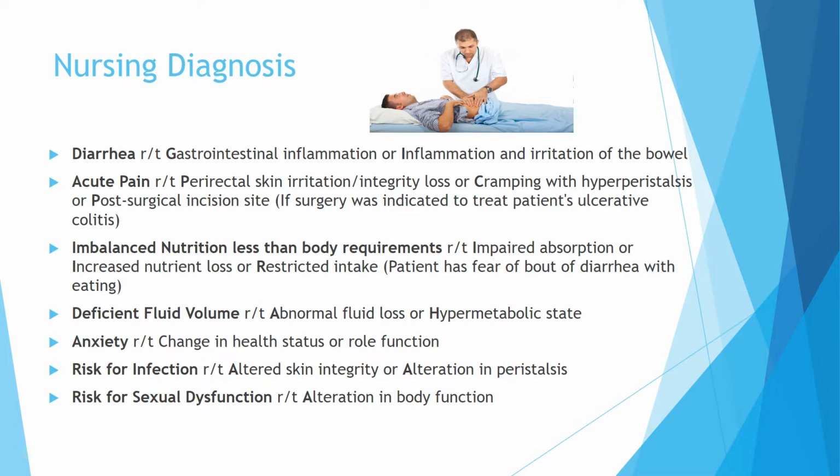But lastly, you might also have a patient that is so tired of ulcerative colitis and this disease and the pain that they're going to actually restrict their intake because they don't want to continue having the diarrhea. So the same diagnosis but very different related-to's on that. The deficient fluid volume is going to be with the abnormal fluid loss that you're going to have, again with the diarrhea, but in this situation, you could also have a hypermetabolic state. And with that, you're going to have fluid loss as well. That's going to be the fever and things like that.